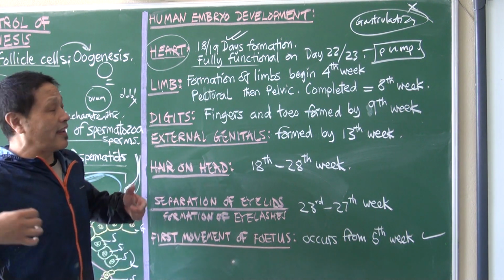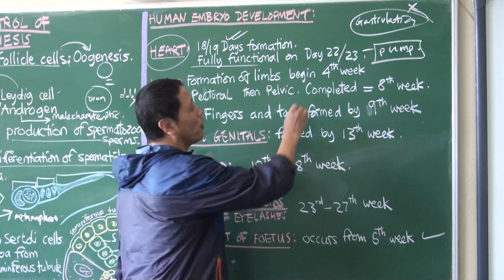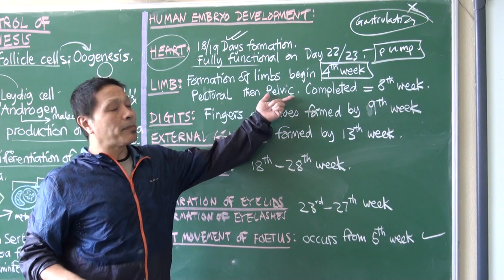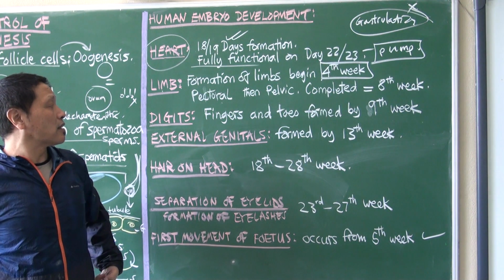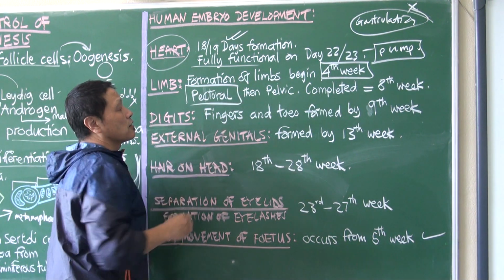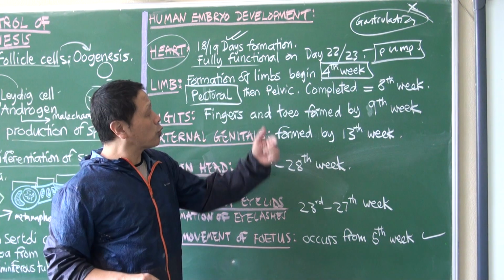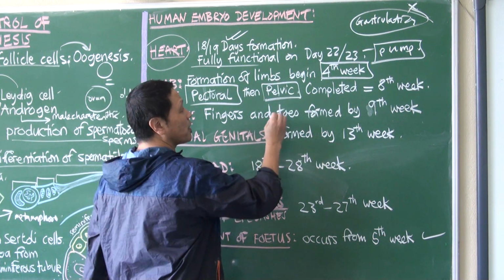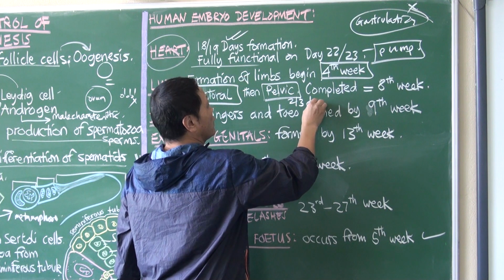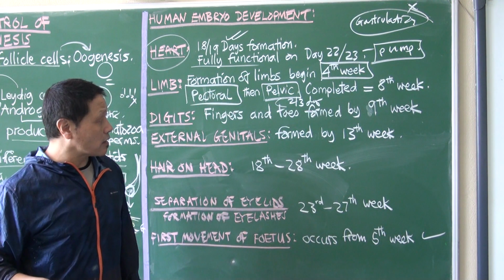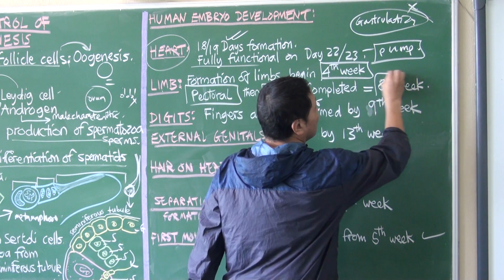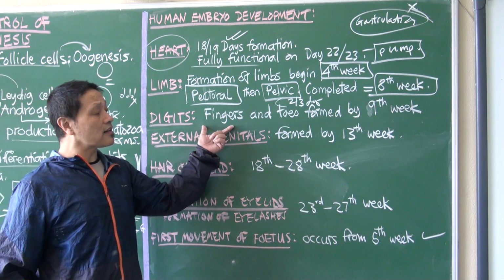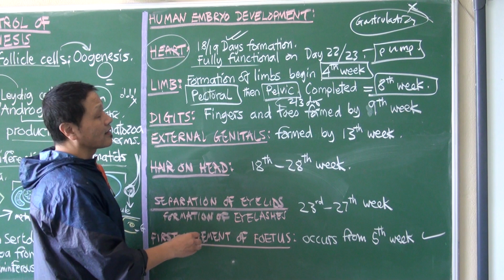The formation of hands and legs begins from the 4th week. It takes some time. So the pectoral girdle and the pelvic girdle. Pectoral begins its formation from the 4th week, followed by the pelvic. The pelvic always lags behind by 2 or 3 days. So the pectoral girdle forms first, and it's completed by the 8th week. And we move to digits, the fingers and the toes, which are formed by the 9th week.